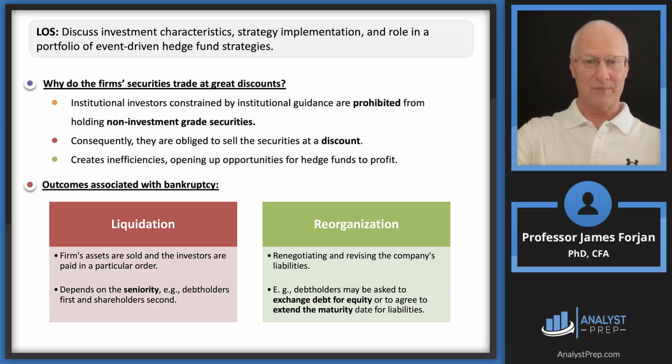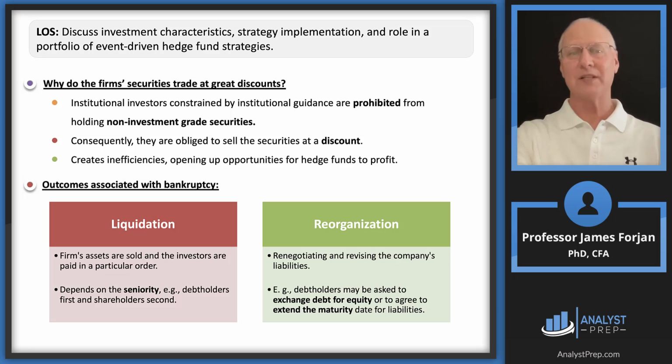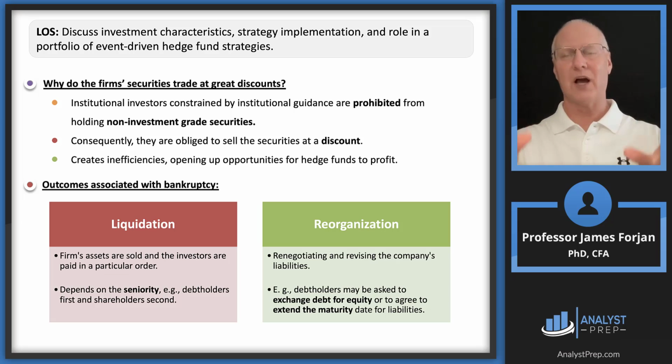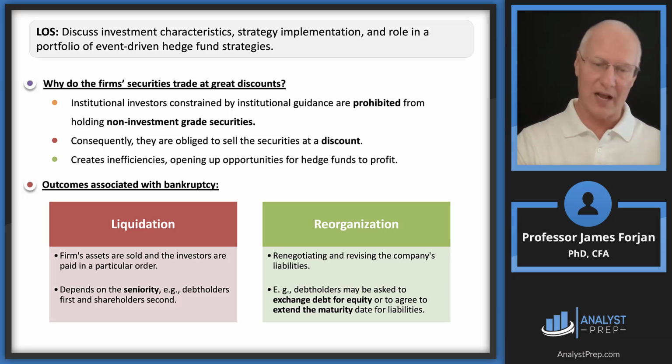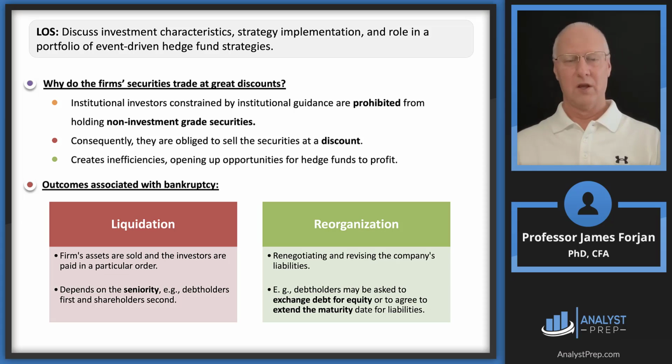And even if that stock goes up to $25 or $30, that's still a massive return on our investment, right? So look at that second bullet point there. Consequently, they are obliged to sell these securities at a discount. All right, that makes sense. Creates inefficiencies, opening up opportunities, and this is complexified by the simple fact that sometimes institutional investors out there are forced to sell these stocks and these bonds that fall in value. All right, so what can happen when a firm goes into bankruptcy?